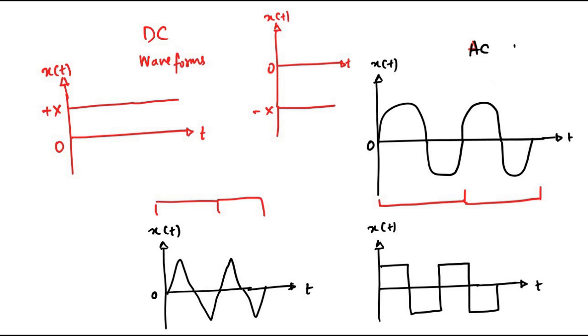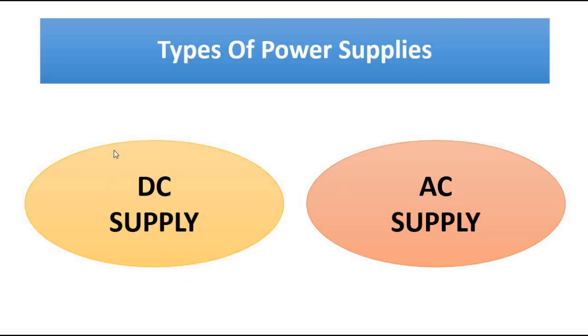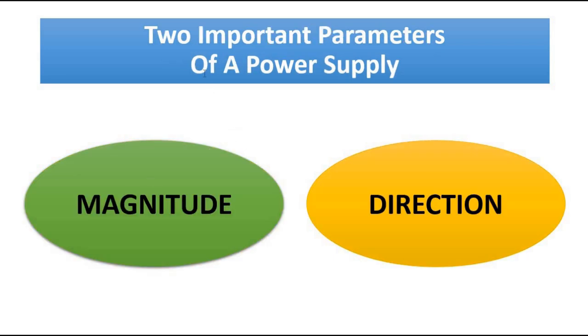So if we want to differentiate AC and DC supply in terms of two parameters, the two important parameters which separate the DC supply from the AC supply, there are two types of power supplies, the DC supply and the AC supply. We can differentiate them in terms of two important parameters. One is magnitude, one is direction.